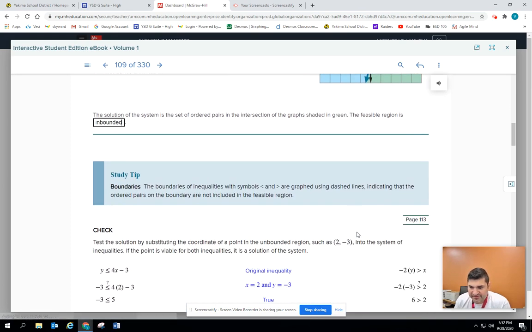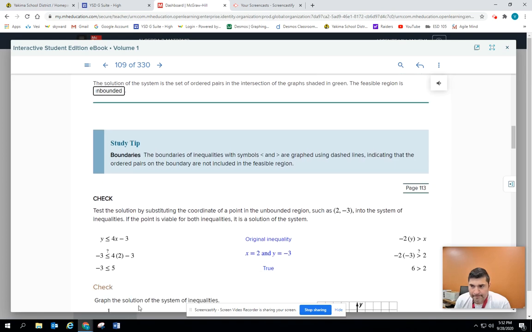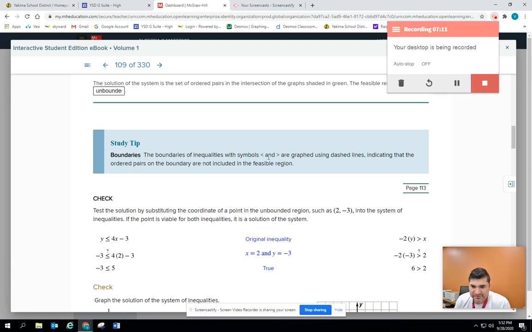Okay, let's look at the next study tip. It says boundaries. The boundaries of inequalities with symbols less than and greater than are graphed using dashed lines, indicating that the ordered pairs of the boundary are not included in the feasible region. So remember, no equal sign. It's not going to be a solid line. These do not have an equal sign. It's going to be a dashed line.